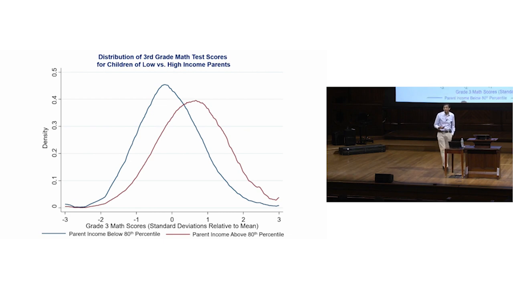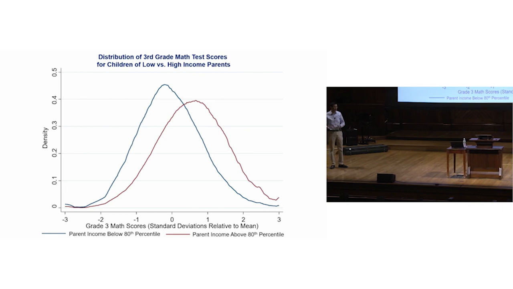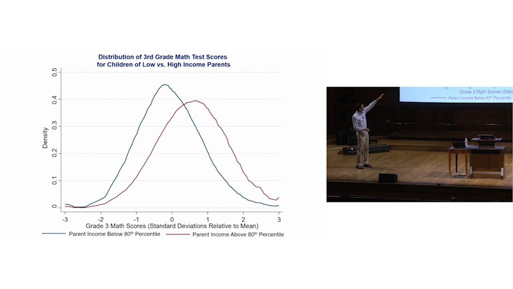If you look at the distribution of third grade math test scores for low and middle income kids in the blue and high income kids in the red, there are in fact significant differences in test scores by third grade. This is a distribution plot similar to what I showed you in the previous lecture. Think of it as the count of the number of kids who have high versus low test scores, normalized relative to the mean.